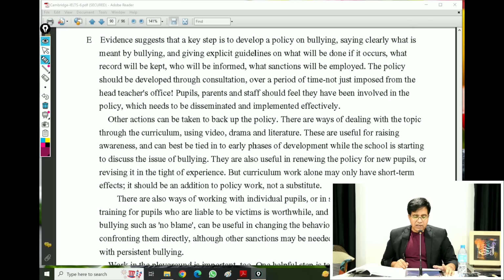Listen. To develop a policy on bullying, saying clearly what is meant by bullying. See that the whole thing is about bullying at school. So when it comes to developing a policy, it's understood that school has to develop a policy. Yeah, if you read on, you'll find school as well. Okay, now let's go on.